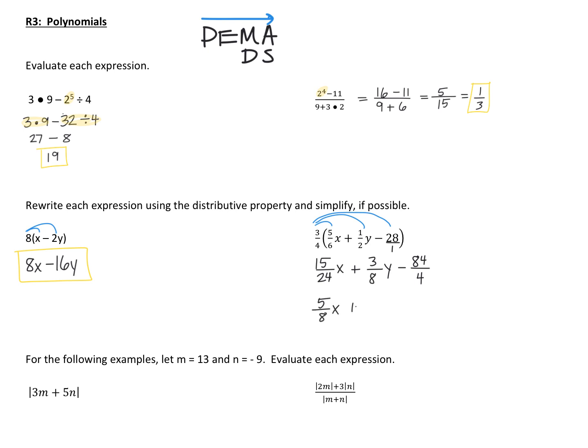This next one is 3/8 times y. And then this last one, if you do 84 divided by 4, you're going to get an exact number here. You're going to get 21, so minus 21.